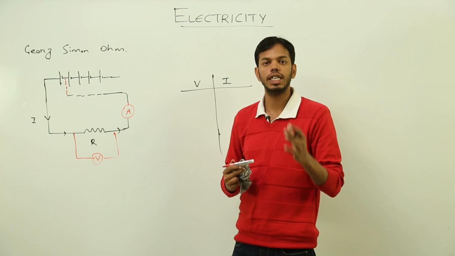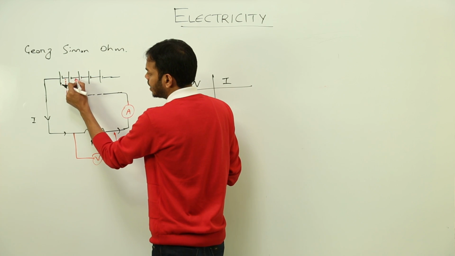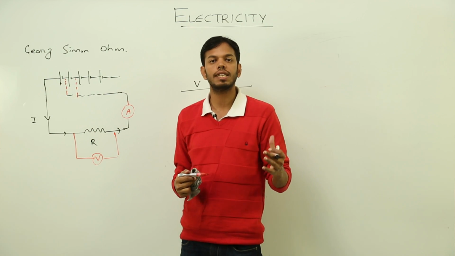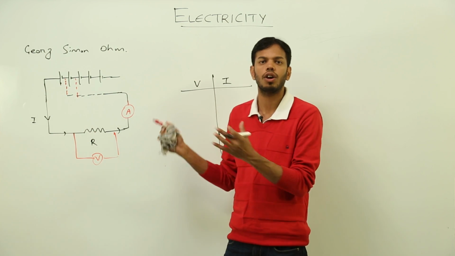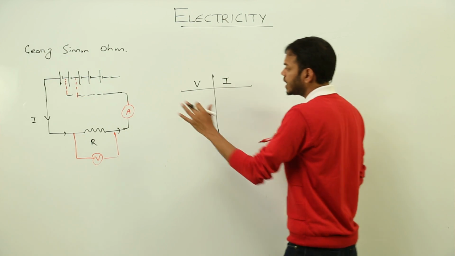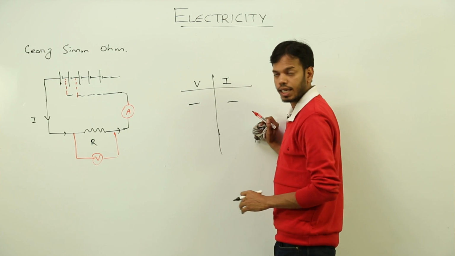That means the voltage has been supplied only by one cell. But if I connect it here, then two cells are in the circuit right now. So the voltage supplied would be twice the first one if they are of equal value, or the total voltage supplied by two cells. So this time there would be a different value for total voltage and total current.